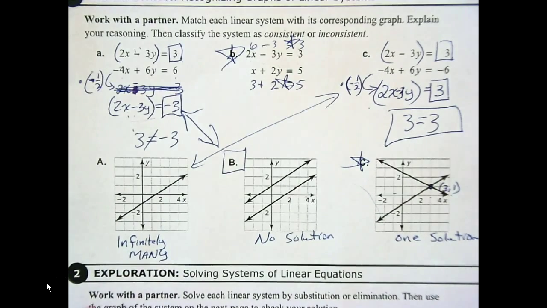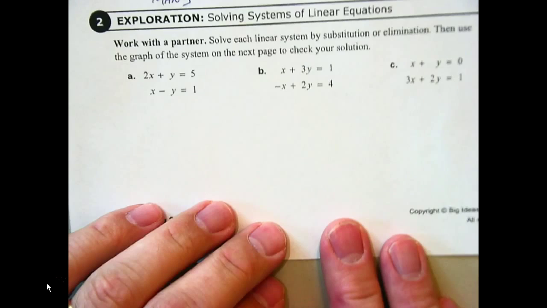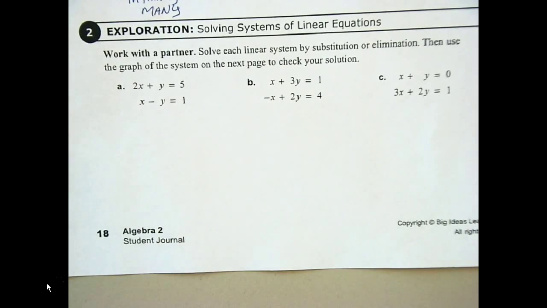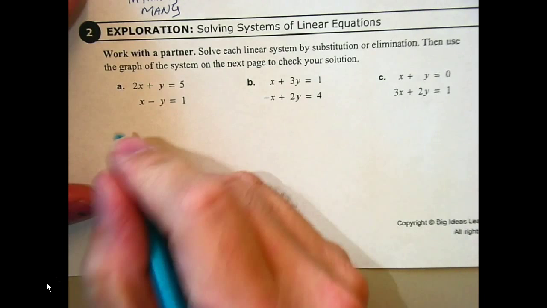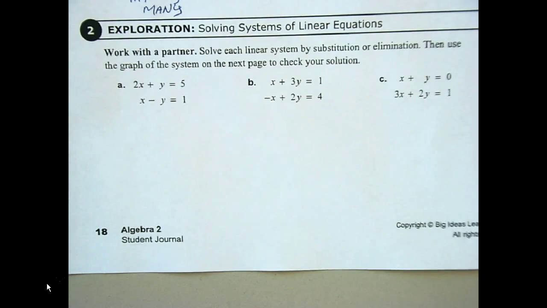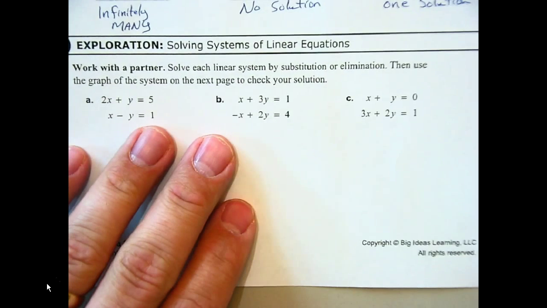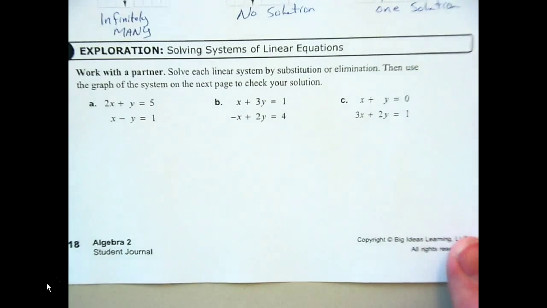Now, did we use any solving of systems? Like, did we use substitution or elimination? No, we haven't used any of our strategies yet. We've just used some reasoning to figure it out. Well, let's review some of those strategies. If I am going to use substitution and elimination, exploration 2. Okay? Solve the linear system by using substitution and elimination. Tell your neighbor which one you're going to use for letter A, based on what you remember. If you're not sure, pick one.